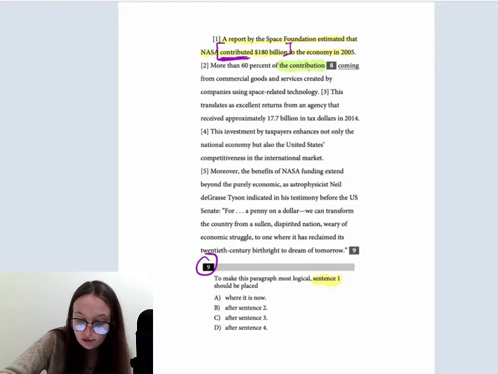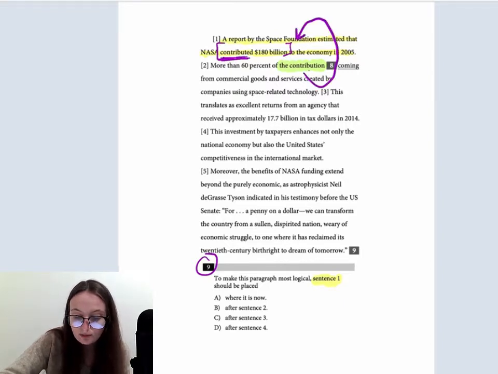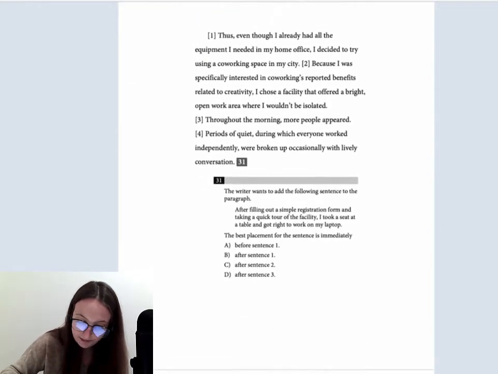So if we put that right where it is right now in sentence 1, we could then refer back to it in sentence 2. Otherwise, if we move sentence 1, we wouldn't know what the contribution was talking about in sentence 2. So we want to go ahead and keep that where it is right now. So choice A is correct.